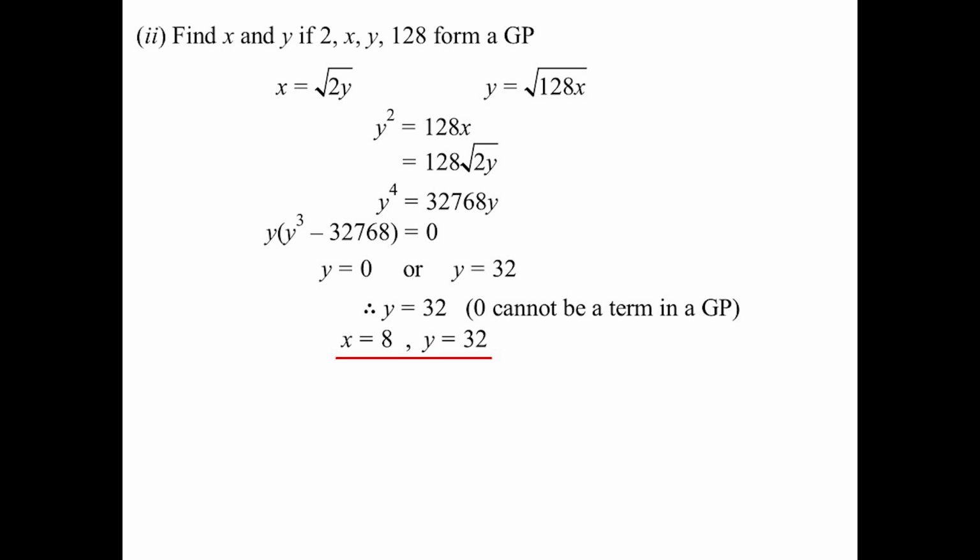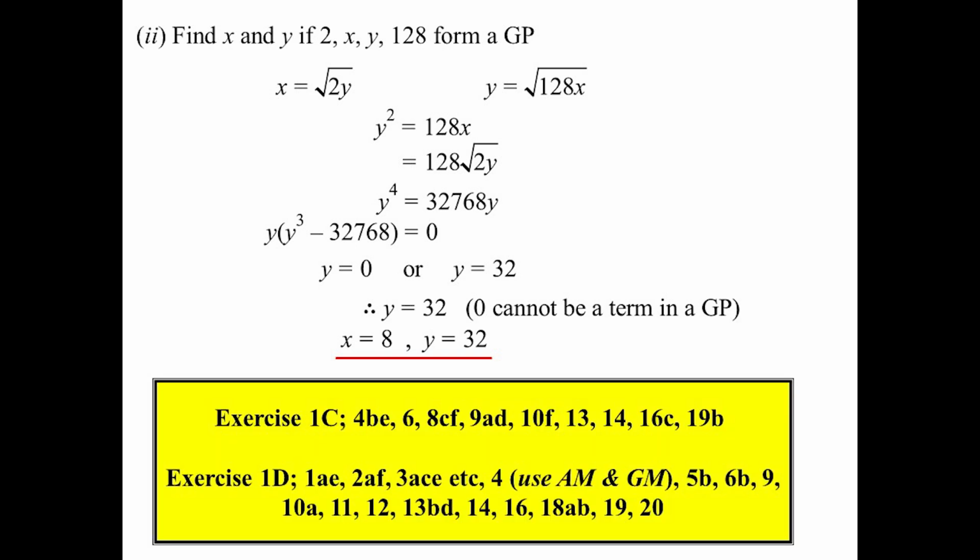I mean, I could have just gone back to ar to the n minus 1 and played around with all that, but it's possibly a little bit quicker depending on the numbers. Okay, so 1C and 1D. I've made a note there in 1D. Question 4. Try doing that one by using the idea of arithmetic mean and geometric mean.